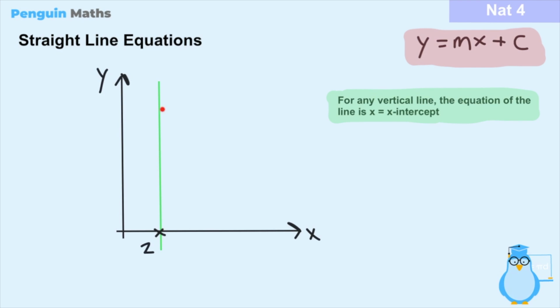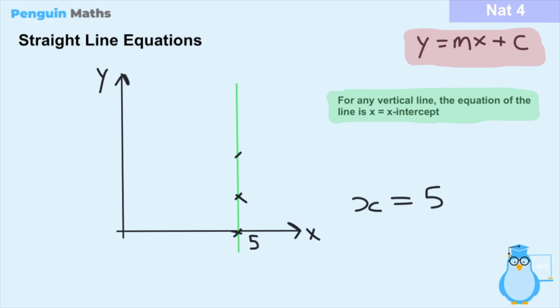So let's say we have this vertical line here and we want to find the equation of it. Well, we know here it crosses the x-axis at 2, so that would mean that the equation of this line would just simply be x is equal to 2. Or if we had this line which crosses the x-axis at 5, well, the equation then would just simply be x is equal to 5. And again, this also makes sense because if we imagine any point across this line, we know that regardless of the y coordinate, the x is always going to be equal to 5.